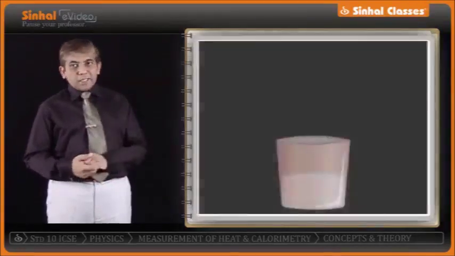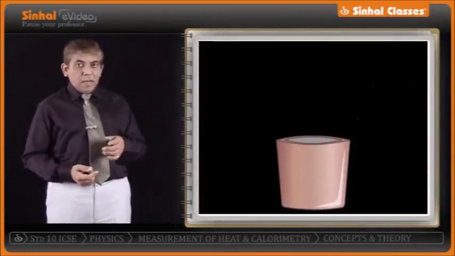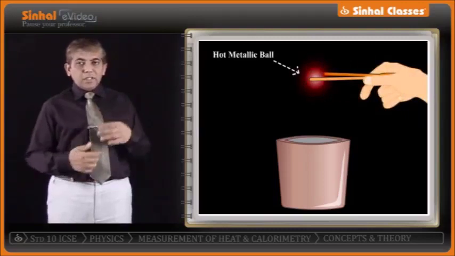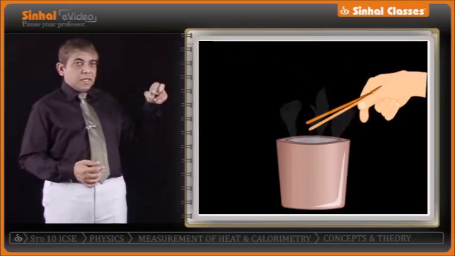Talking about the fourth case, again we have a copper calorimeter which is containing cold water, and instead of hot water we are adding a metallic ball which is at a higher temperature, which is similar to the second case that we did except for the container change.